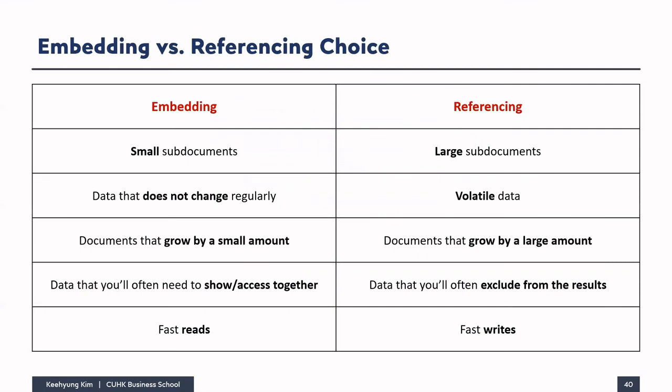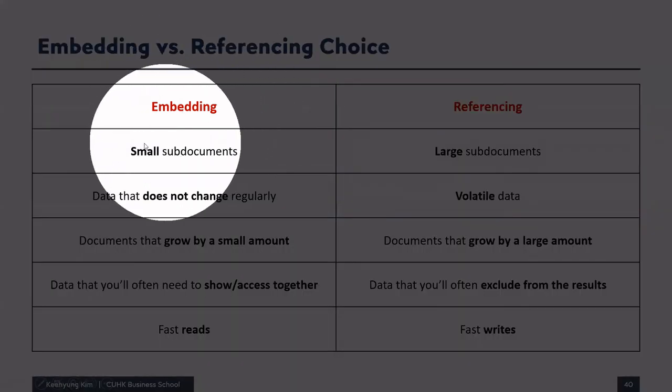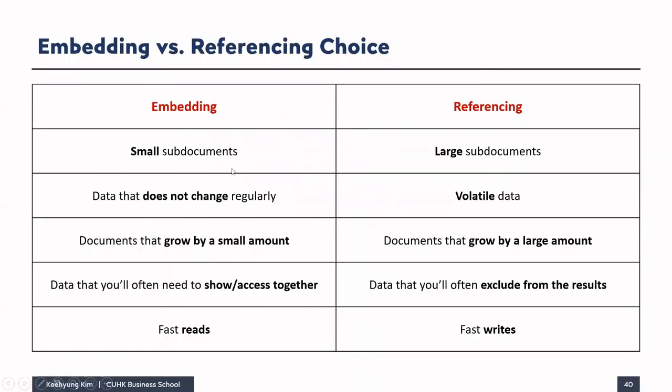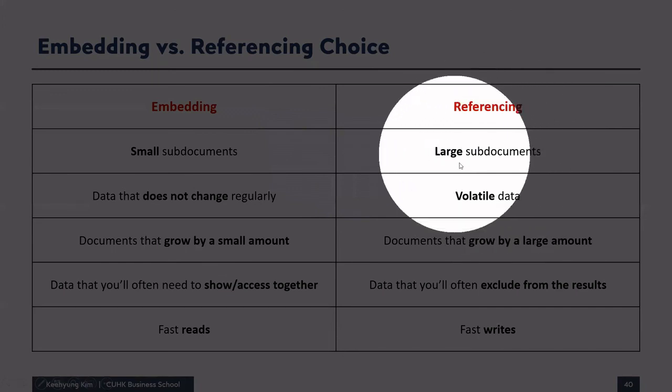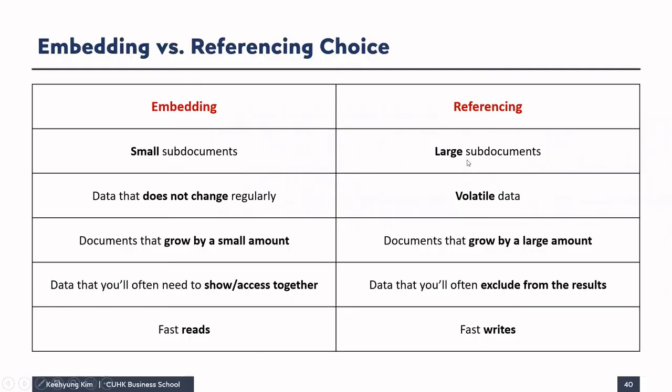So basically, to summarize, between the embedding and referencing approach, they have these kinds of characteristics. For embedding, usually it's good for small sub-documents. So when you have small sub-documents which can be included together into the main document, you can use embedding. There is no need for referencing. And if you have to manage large sub-documents, it's better to separate them so that the main document size is not too big. Also, embedding is good for data that does not change regularly. Because if certain data is embedded, to change or update that data, you have to retrieve the main document first. So the process will be slow. So embedding is good for data that does not change regularly.